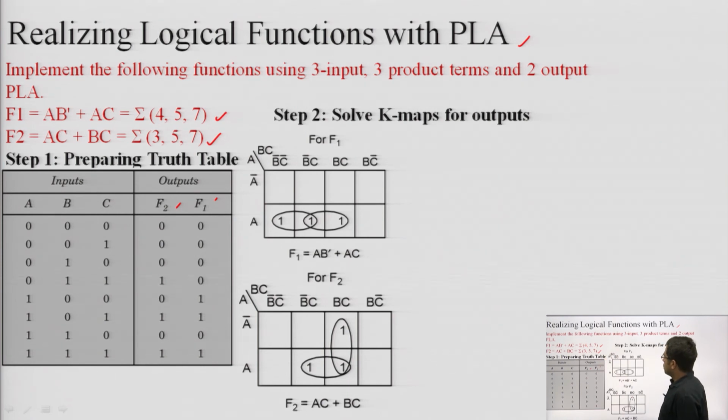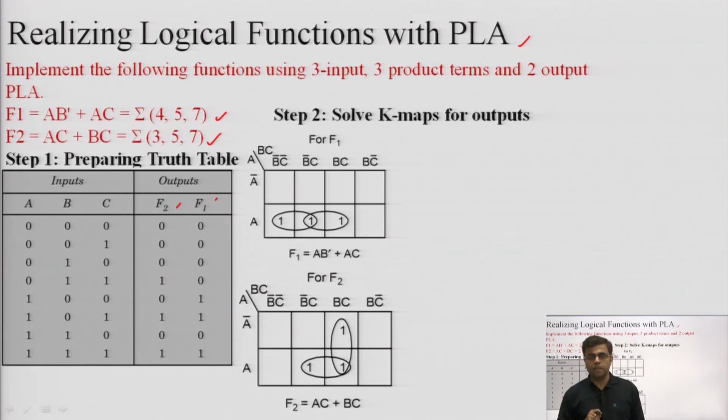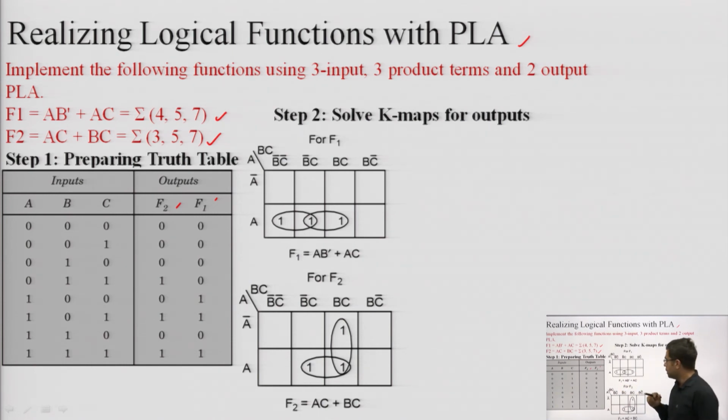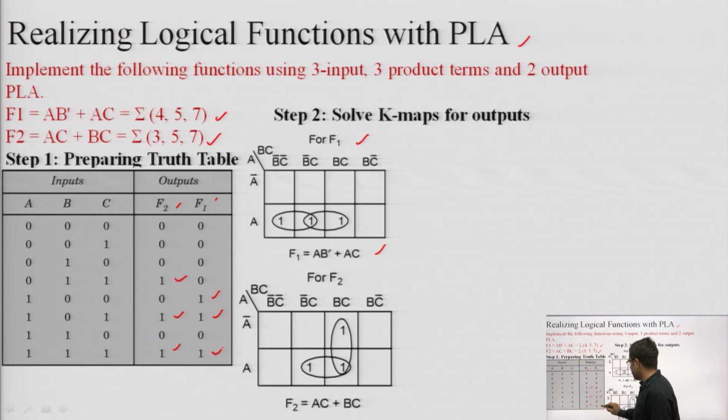From this truth table, I have fed the minterms into the K map, but the thing we have to take care of is that we have to solve the K map for the complemented outputs as well. For F1, I have solved this K map, which has minterms 3, 5, and 7, giving me this. Similarly, for F2, there are three minterms: 4, 5, and 7, which result in this. But I have to solve the K map for F1 bar as well.